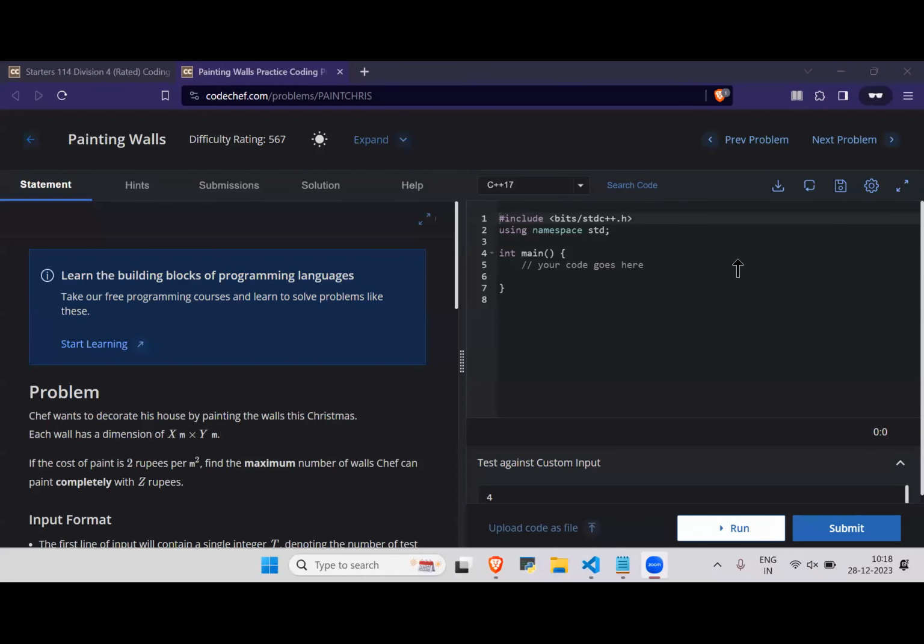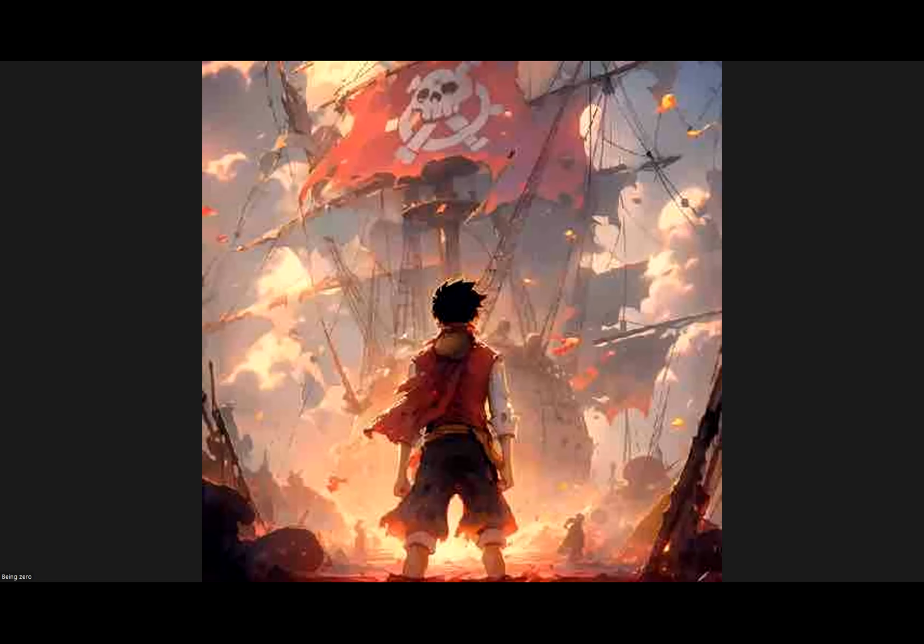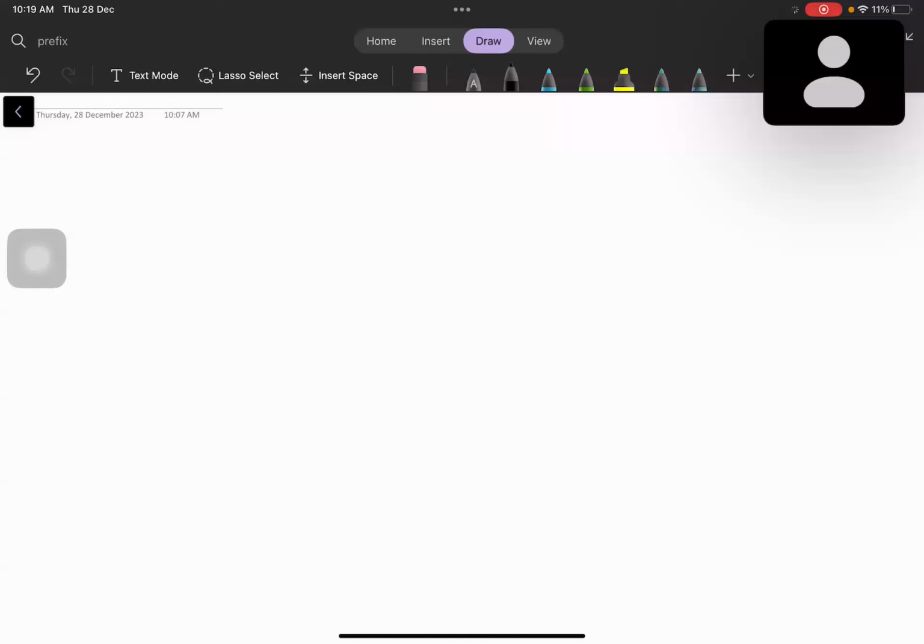So the next question of CodeChef Starters 114 is Painting Walls. Basically, in this question, we can assume there are infinite walls of dimension x m into y m. This m means x dimension is in meters and y is in meters. It is given that to paint 1 meter square of wall, it costs us 2 rupees.